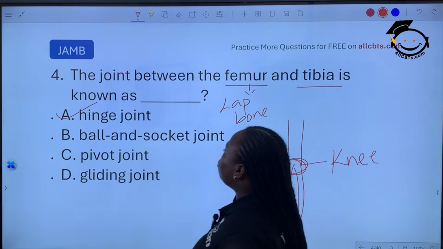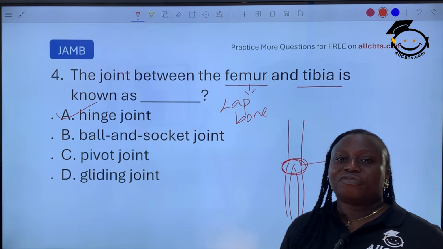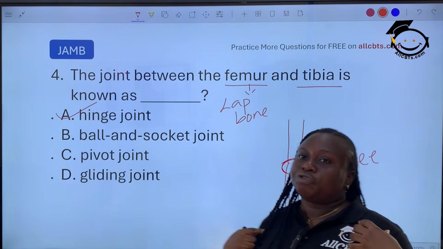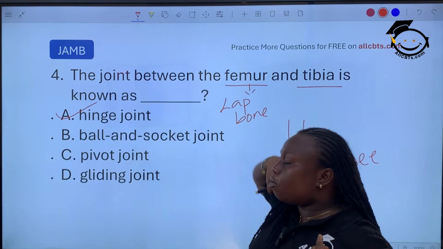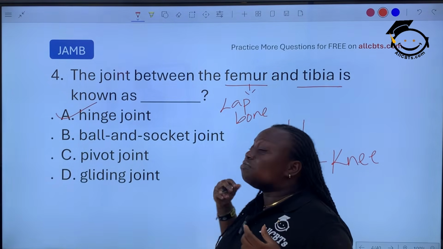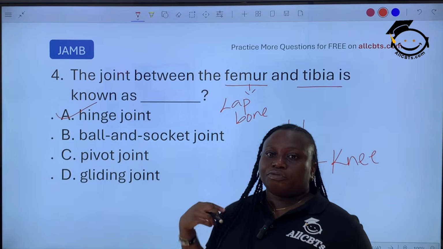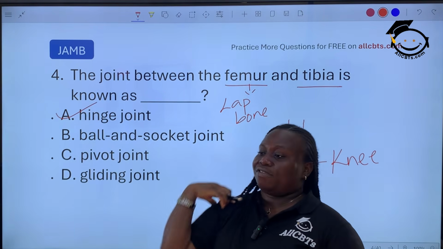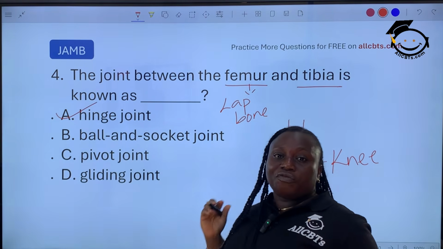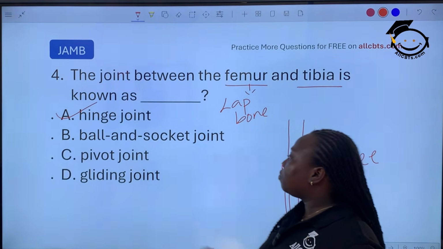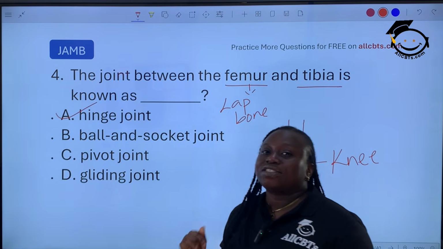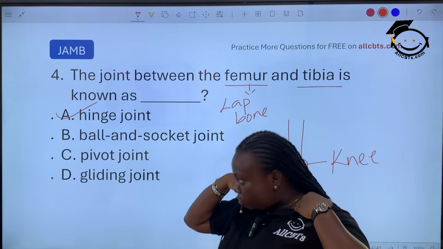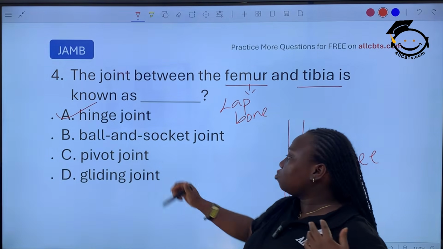Now, ball and socket joints, where are they found? Ball and socket joints we find in our arm. It helps us with the rotation of our arm. Ball and socket makes rotation very special. You can move it 360 degrees. Now, the pivot joint is the joint found in the neck that makes for rotation also.